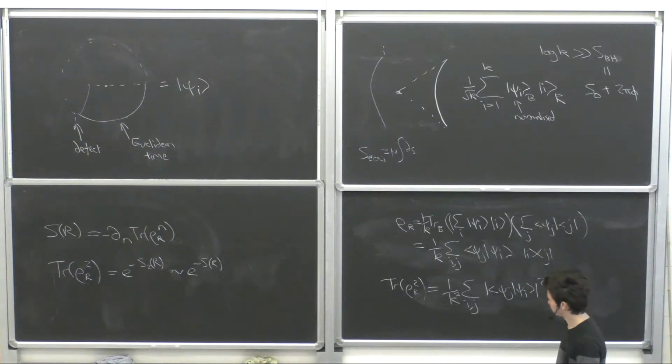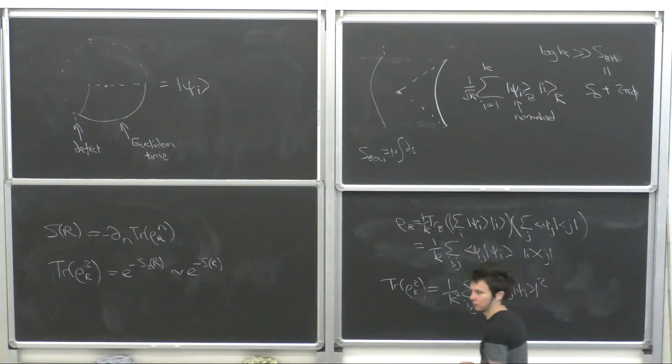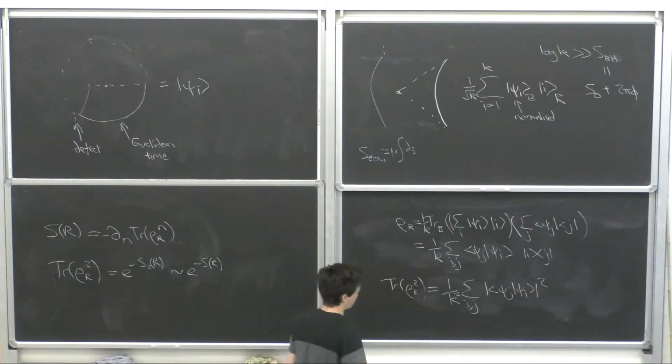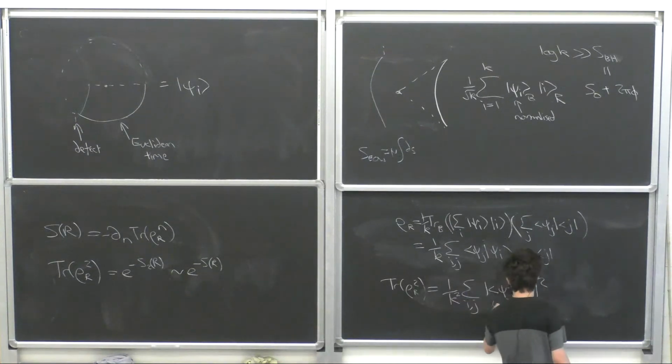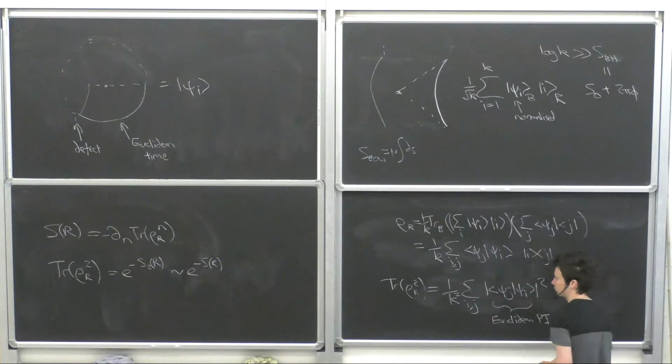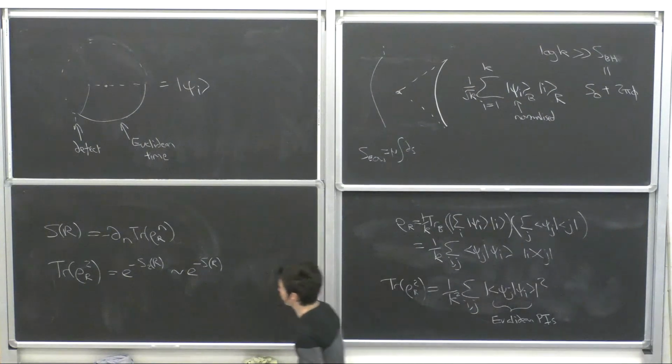Okay? So this is some formula that's very explicit, and we've written it in terms of these things that we know how to compute using Euclidean path integrals. Okay? So let's just do that.